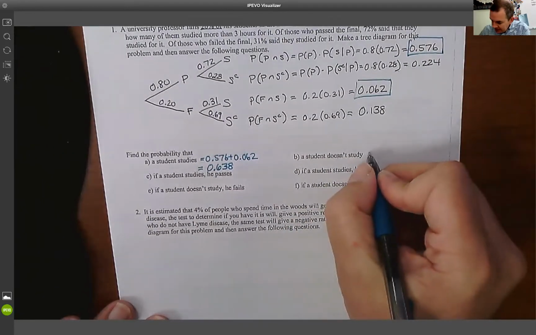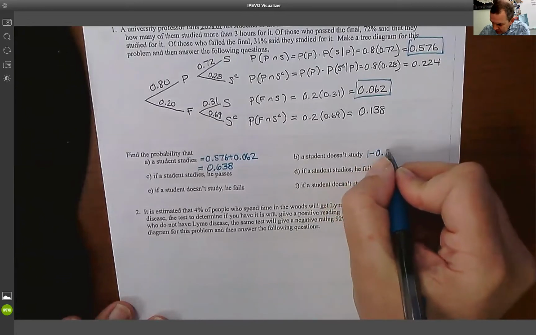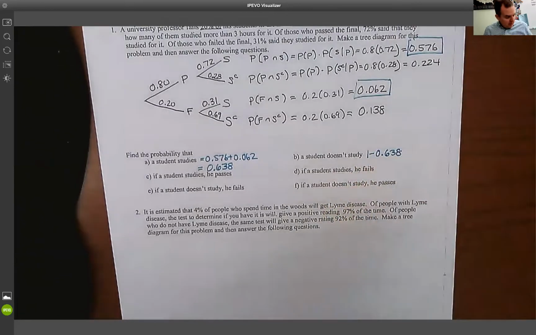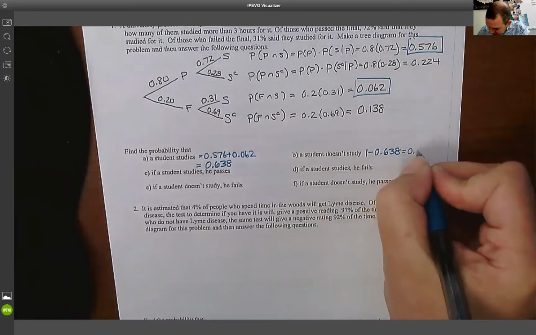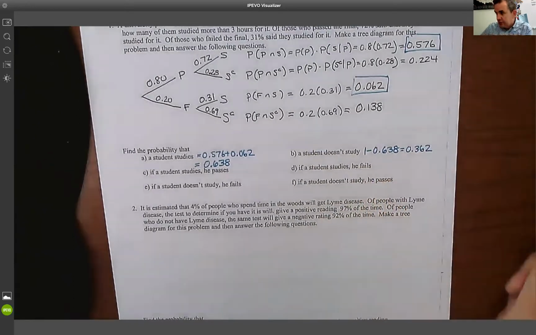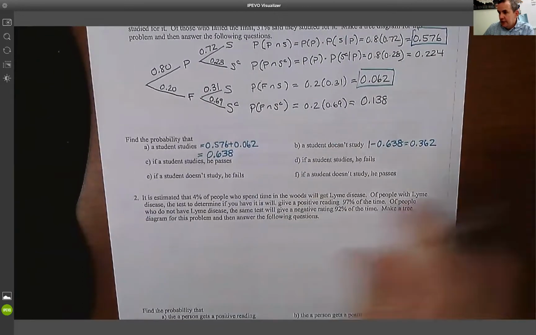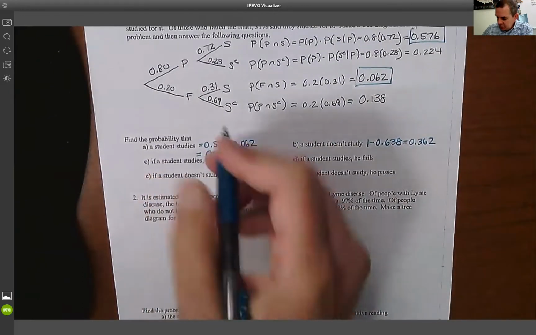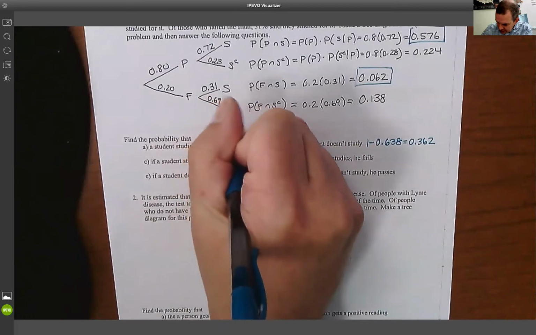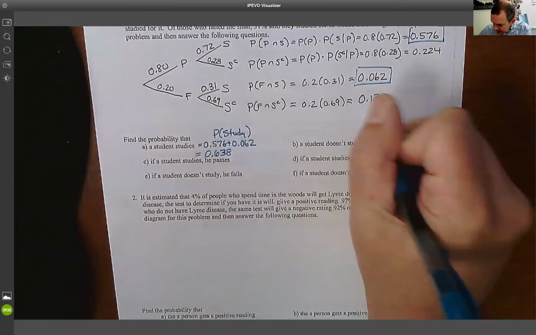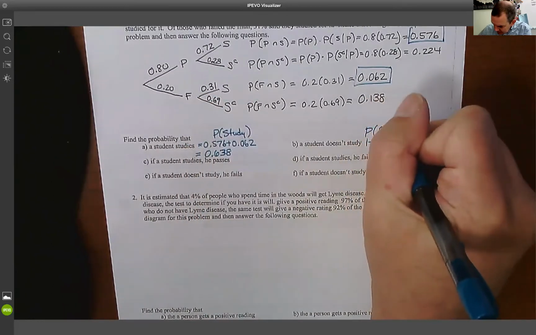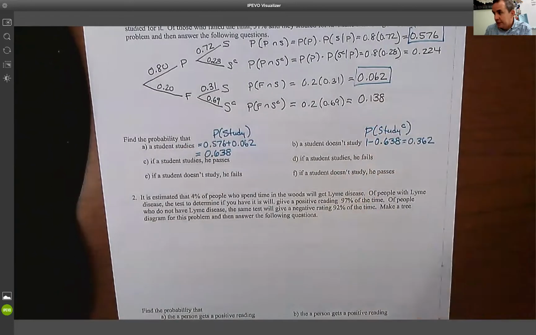The probability that they didn't study, we just do the complement rule. We can do 1 minus 0.638. And this is going to tell us that a little over 36% of the class didn't study. So this one is the probability of studying. And this is the probability of not studying.